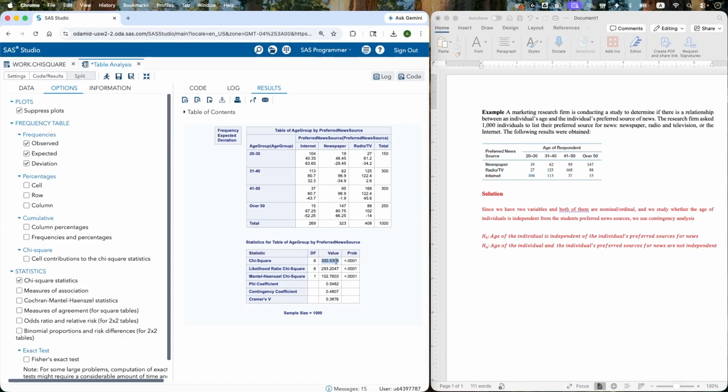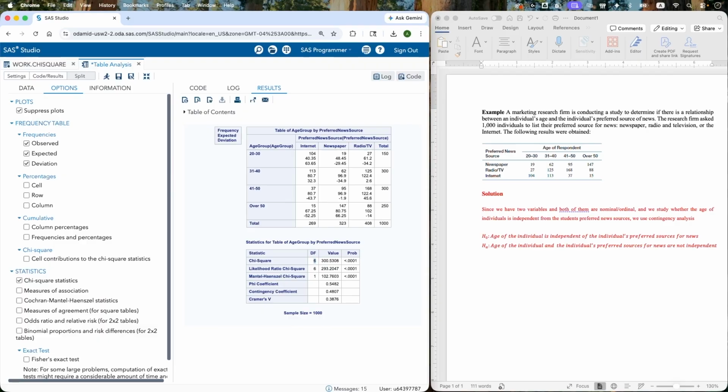Usually we report the chi-square value between parentheses, and we report the degrees of freedom, and we report the so-called p-value as well. So we report these three values when we write the report. What else? So we reject the null hypothesis. Also, what I wanted to say.